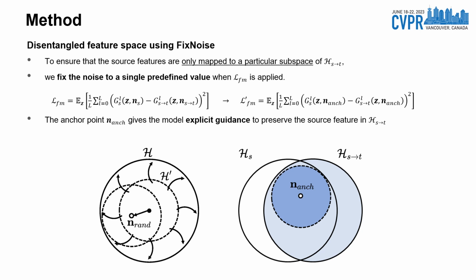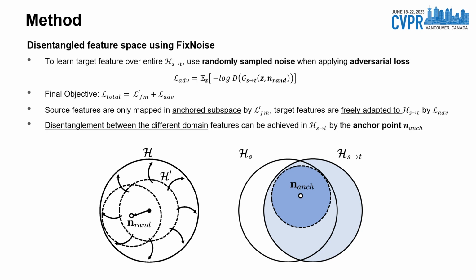To ensure that the source features are only mapped to a particular subspace of target feature space, we fix the noise input to a single predefined value when the feature matching loss is applied. By substituting noise in feature matching loss to anchor noise, a new loss, Fm', is given. The anchor point gives the model explicit guidance to preserve the source feature in the target feature space. To learn the target features over the entire feature space, we use randomly sampled noise when applying adversarial loss. Our final objective function is the combination of a new feature matching loss and the adversarial loss.